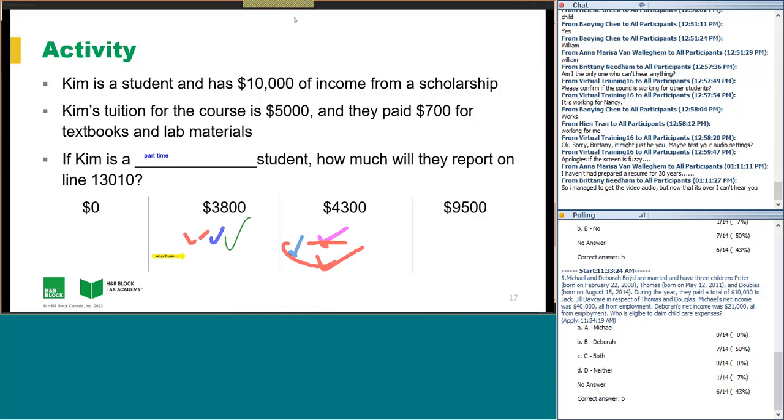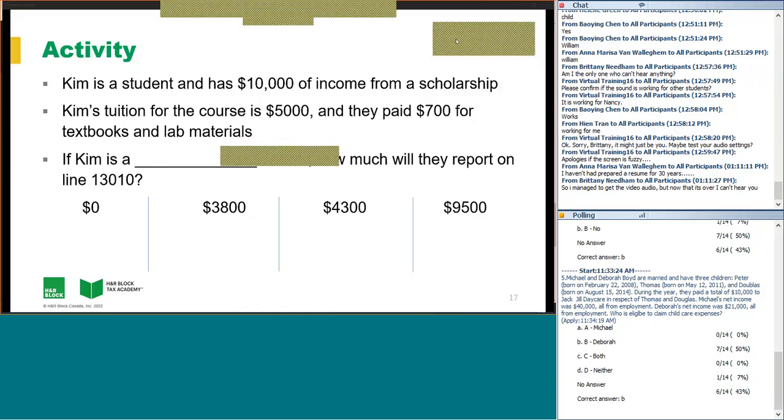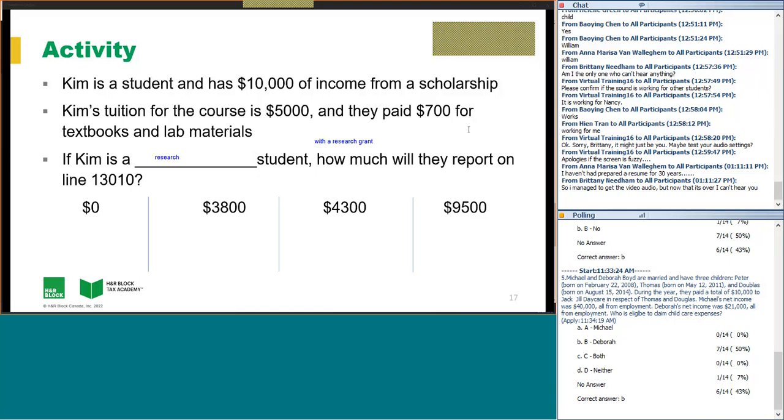I'm going to do one more. Okay, and I'm going to warn you in advance, this is one of my favorite types of questions. This is going to be a trick question. What if it's not actually a scholarship? What if Kim is a research student, go over here, with a research grant? In that case, how much will be reported on line 13010?